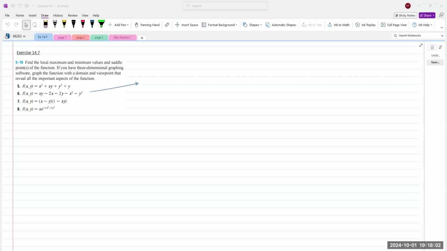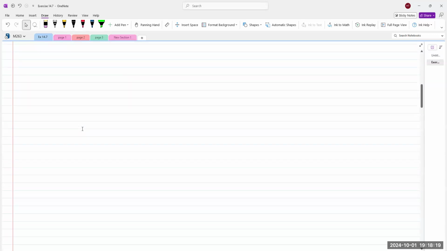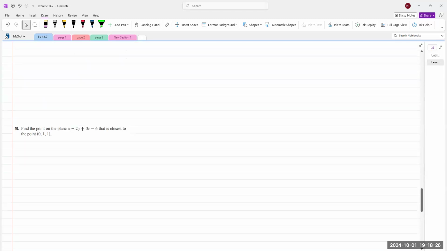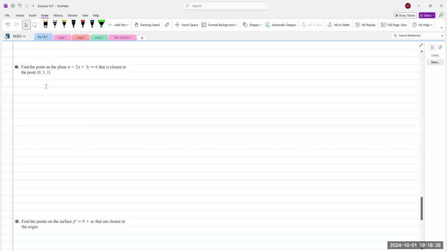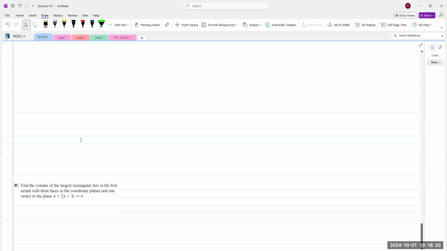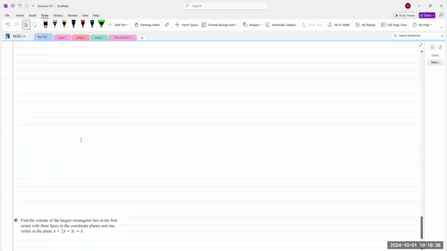Hello all, today I will work on the exercise set for section 14.7. I will choose problems from our textbook. I plan to do number 6, number 7, 6 and 8, and then number 12, number 16, 30 and 32, 40. I think for 40 we have some ways to do that. Number 42 and then 47. I think that's the last one.